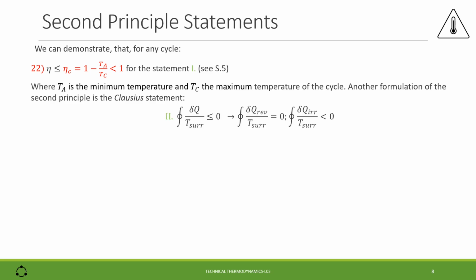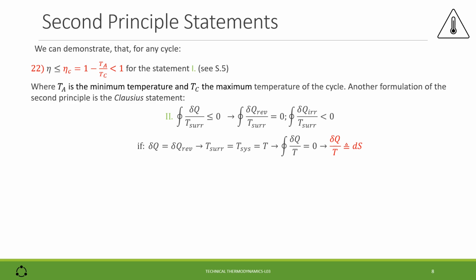The circular integral of dq over T surroundings is equal to 0 if the transformation is reversible, and less than 0 if the transformation is irreversible. This is a statement, we don't need to demonstrate it, but we consider that if the transformation is reversible, then the temperature of the surrounding is equal to the temperature of the system, and we can call it with the same symbol, capital T, and the circular integral of dq over T is equal to 0.